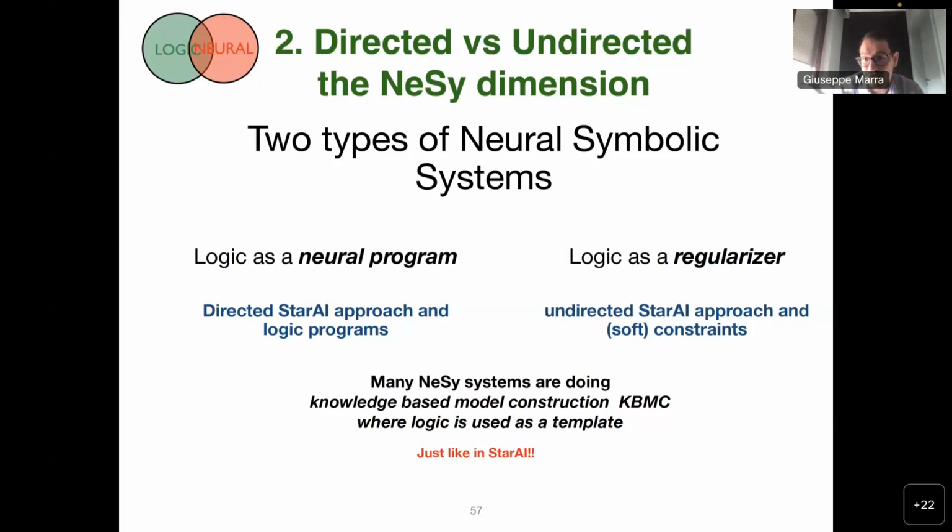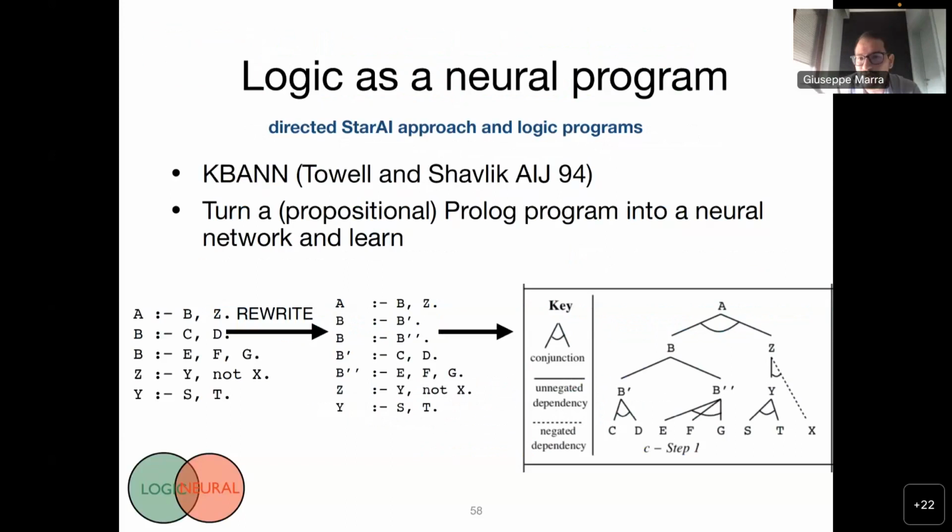So probably the most famous and also foundational approach to logic as a neural program is KBANN, which is knowledge-based artificial neural networks. The basic idea is, okay, you pick a Prolog program and you prove a query, and then you pick the proof tree and you consider the proof tree as the architecture of the neural net. Let's see this example taken from the paper. Suppose that you have the program, the propositional program in this case, on the left. It's a set of rules. Suppose that we are interested in the query A. So we have A if B and Z, then we have two different rules for B.